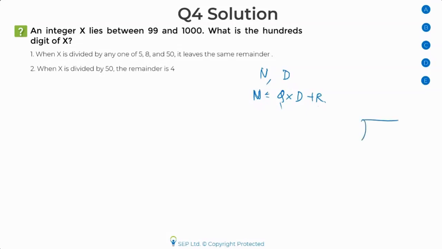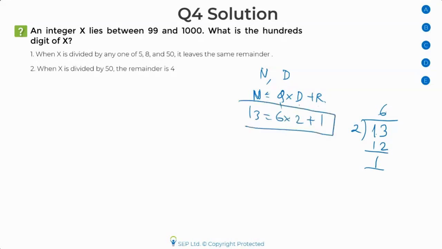Okay, so I'm just giving you a random example here just to help you out, and I'm taking a very simple one. Think about it this way: your n is 13, your quotient q is 6, your divisor is 2, and your remainder is 1. So this is how we usually write it if there's a remainder, and this is what I'm going to use to solve this question.